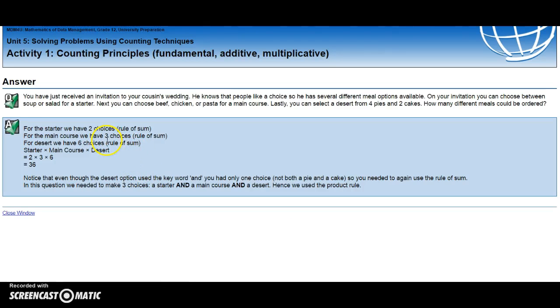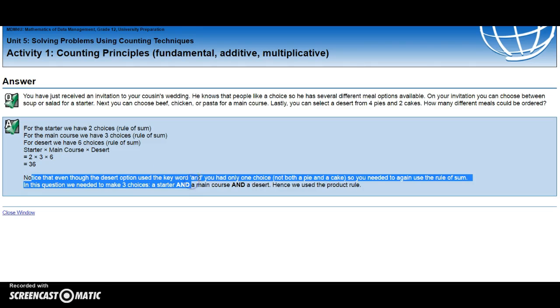So here you have 3 options for the main course, 6 options for dessert, and you can also have a super salad. So 2, 3, 6, just multiply it straight out. So there are 36 different choices. Notice that even though the dessert option used the keyword "and", you had only one choice, not pie and both, so you only have one choice between the pie and the cake.